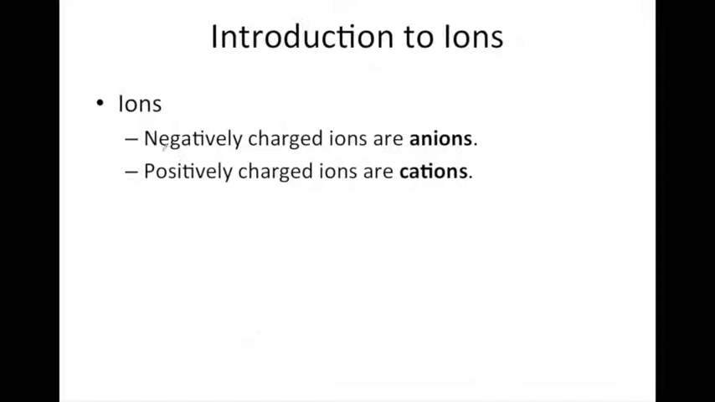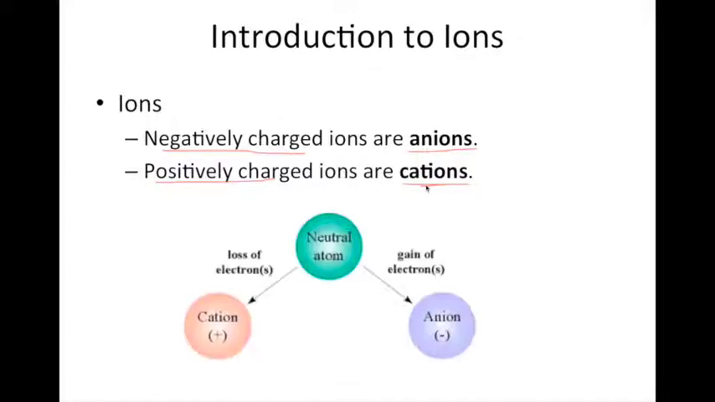Ions that have a negative charge, so those ions that have gained electrons, are called anions. Ions that are positively charged, so ions that have lost electrons, are called cations. So if you have a neutral atom, if it gains electrons, it forms a negative anion. If the neutral atom loses one or more electrons, it will form a positive ion that we call a cation.